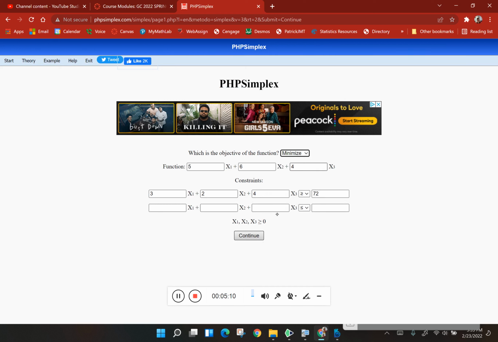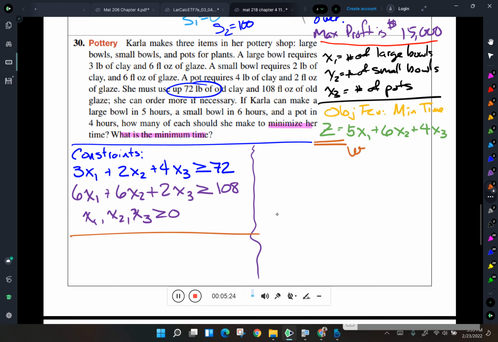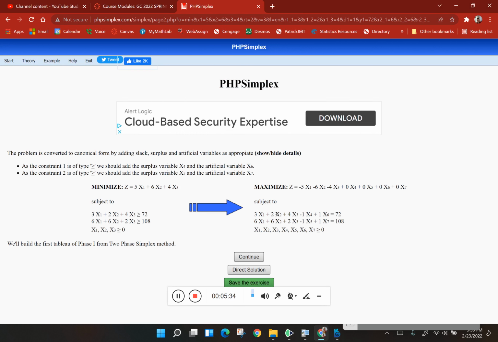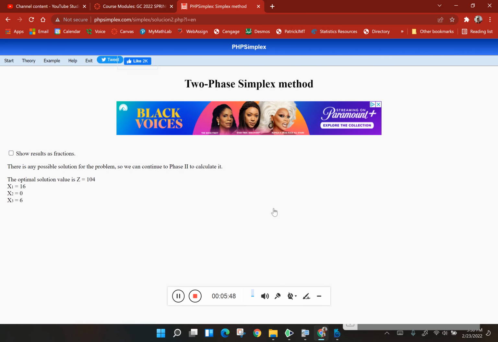I'm changing this to minimize. I'm changing this to greater than or equal to 6, 6, 2, 108. I want to go back and check to make sure. 6, 6, 2, 108. Yep. And so there's my minimization non-standard simplex problem. Okay. It turns a minimization problem into a maximization problem by rewriting things and multiplying by negatives and all that. Really doesn't matter what it's doing for us, and it comes up with this as our solution.